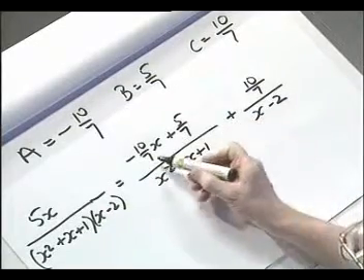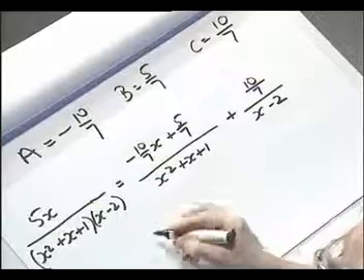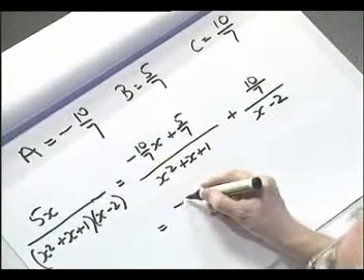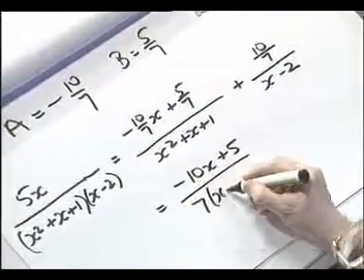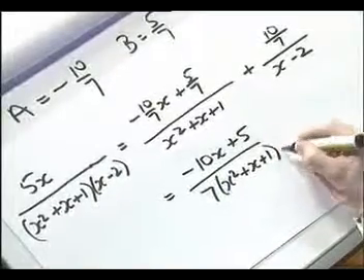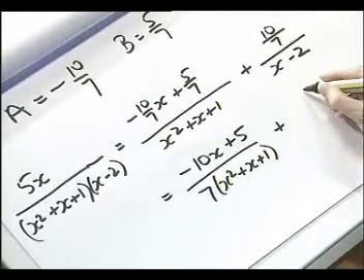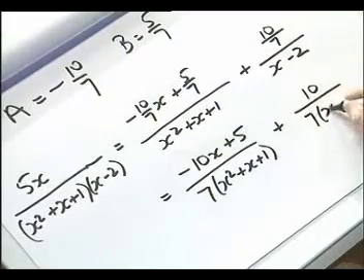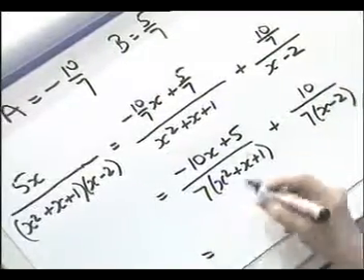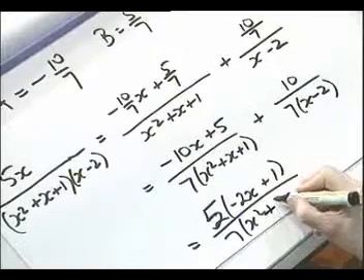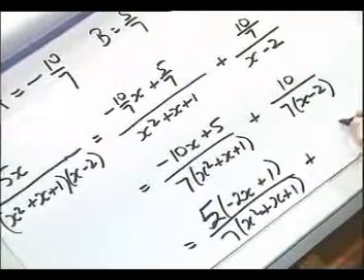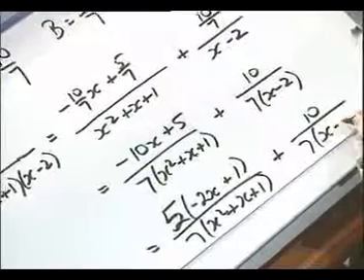And I'll now tidy this up. The 7 comes down to be multiplied by the x squared plus x plus 1. So we get (minus 10x plus 5) over 7(x squared plus x plus 1) plus, and again the 7 comes down, 10 over 7(x minus 2) equals, and to finish it off, we need to take 5 out of this expression as a factor, which gives us 5 times (minus 2x plus 1) over 7(x squared plus x plus 1) plus 10 over 7(x minus 2).